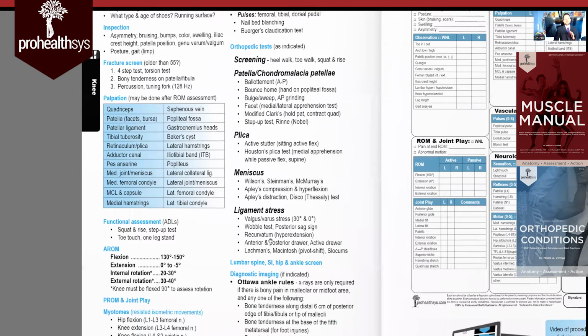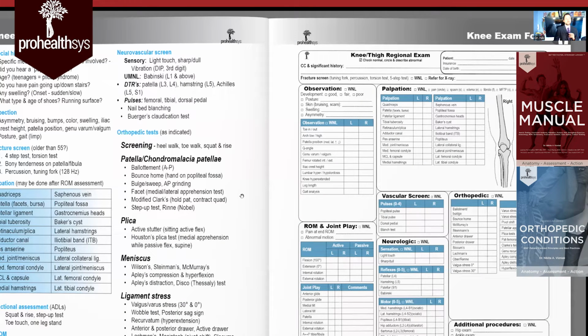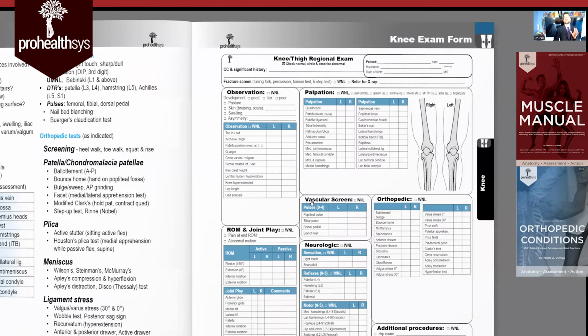And of course, Ottawa ankle rules looking to rule out fractures as well. You'd apply these up into the knee. I believe there's Pittsburgh knee rules. Forget the specifics on that, but there is specific knee rules. But again, if you're in doubt, watch our video on fracture screen or go onto YouTube, and the fracture screen that I teach you, you can apply to any joint, any bone in the body.